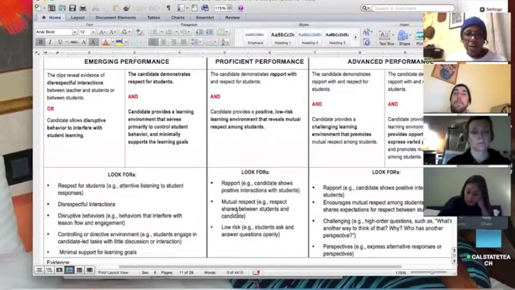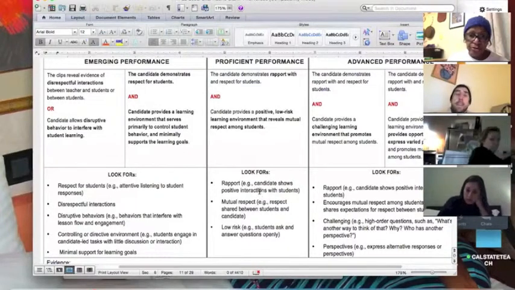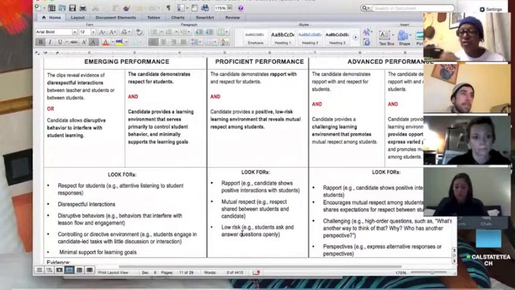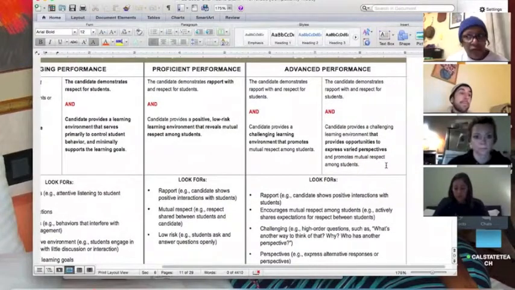Okay? So they're going to be looking at your rapport. Do you have a positive interaction with your students? Is there mutual respect? And is there low risk, meaning, do kids feel that they can make a mistake and it's okay? People will talk and it's okay. But that's really not enough. For this one, you want to really strive to be over here.